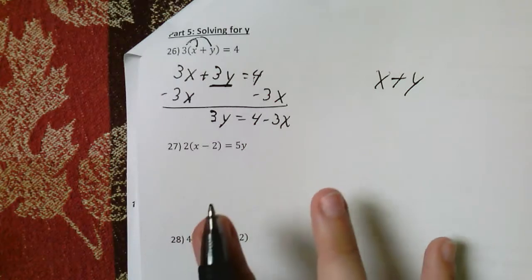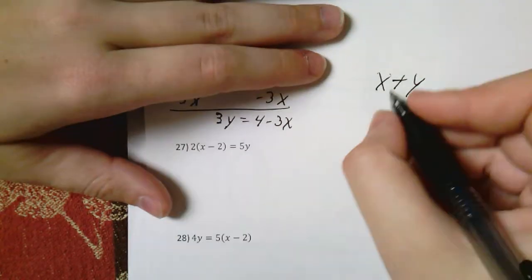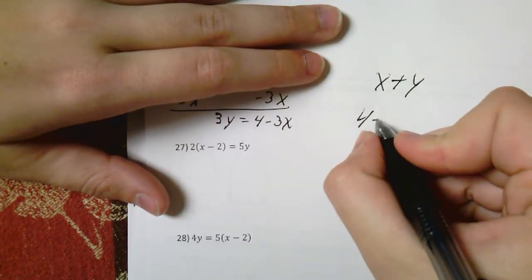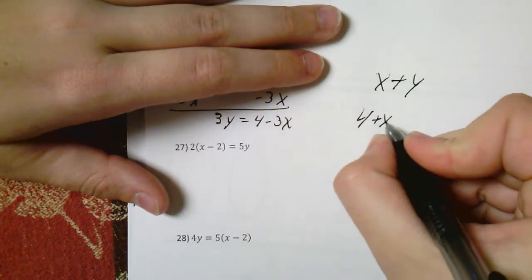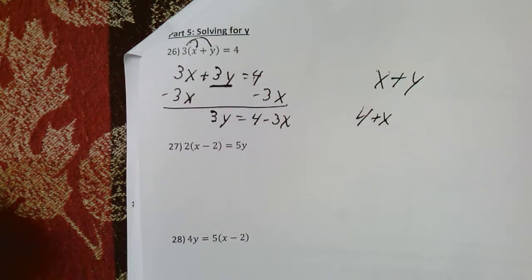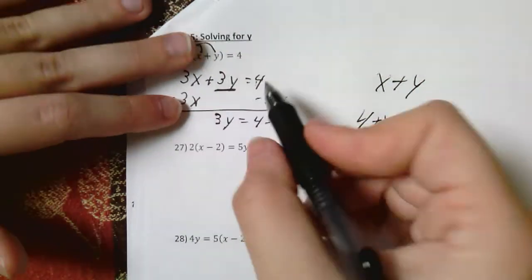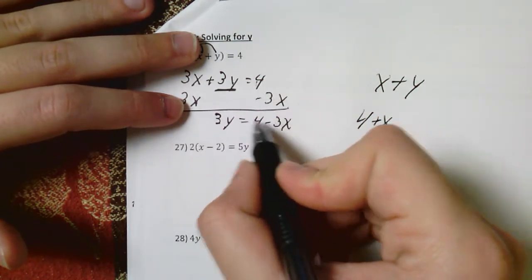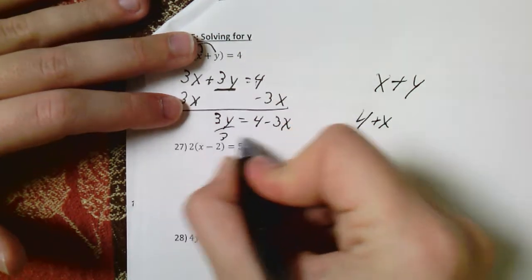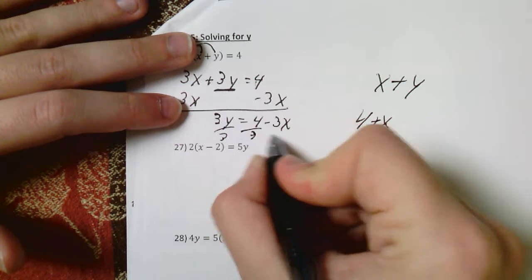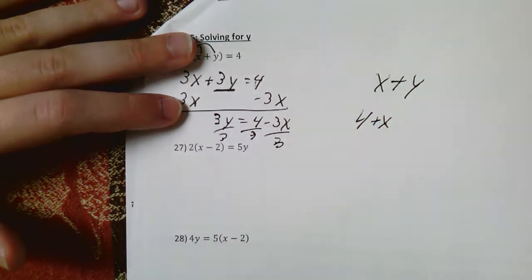Okay? So even like way back when, if we had 4 plus x, there's nothing you can do because you don't know what x is. So you can't combine them. So just kind of keep that in mind. If it has a variable, be very conscious of what you got. And then remember that the last step is always divide, divide, divide. So dividing everything by 3.